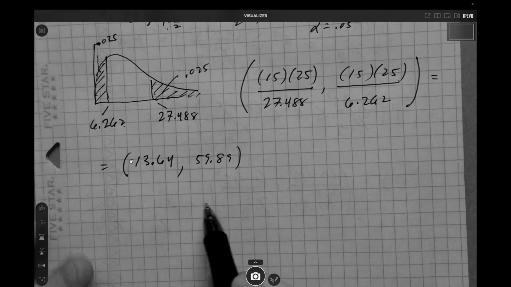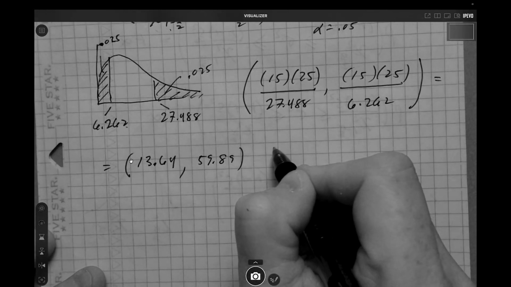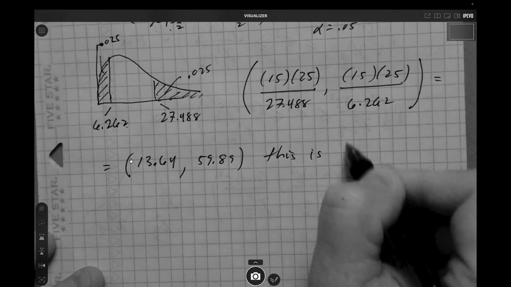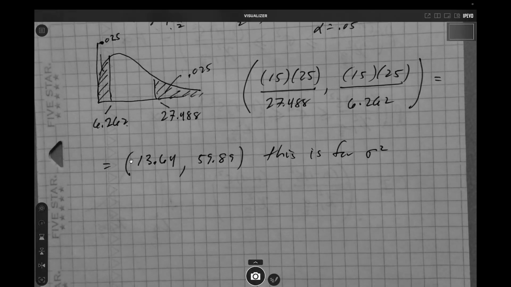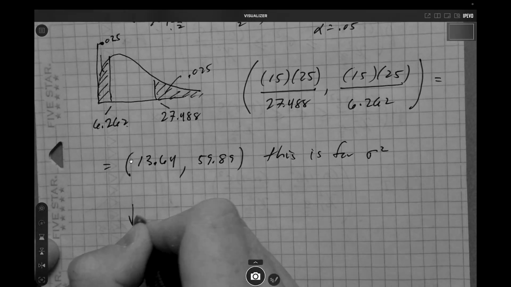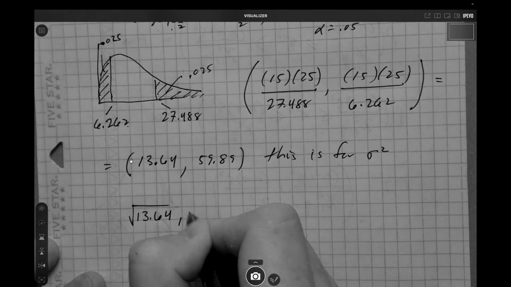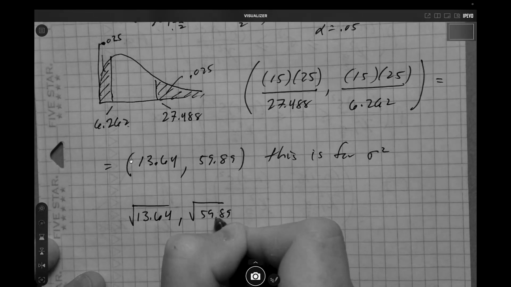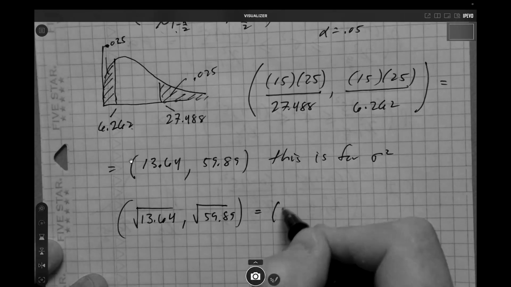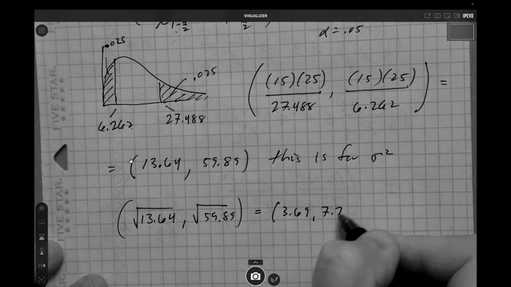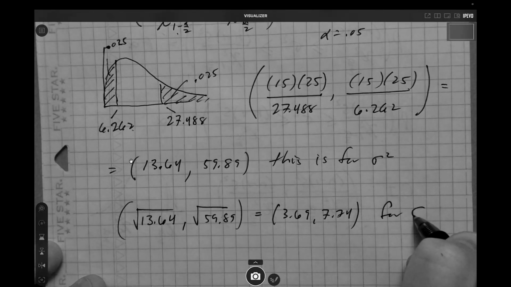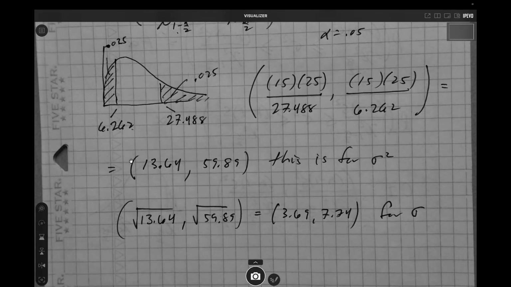Now notice this is a CI for the variance. So this is for sigma squared. This also implies a confidence interval for the standard deviation, right? So we take the square root of these things. And that would be a 95% confidence interval for the standard deviation. All right. So that is that.